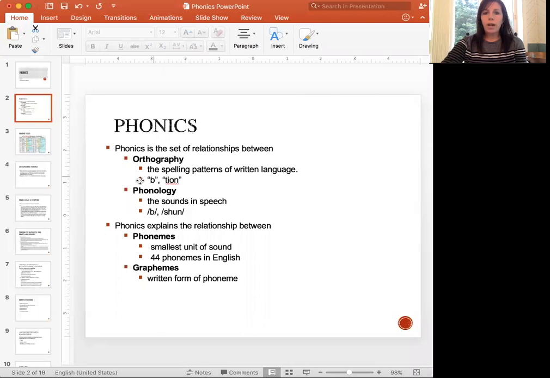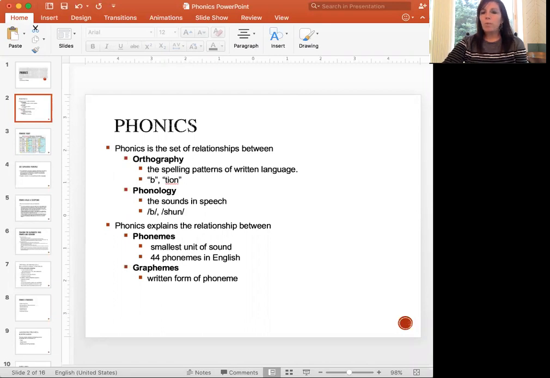We'll go ahead and start out with what is phonics. Phonics is a system of relationships between letters and sounds in a language. Orthography is the spelling patterns of written language, while phonology is the sounds in speech.